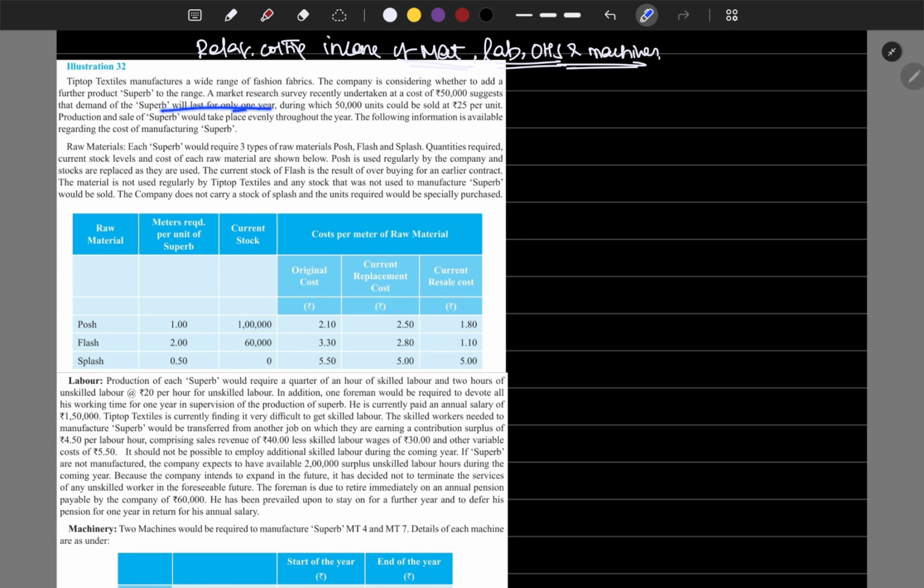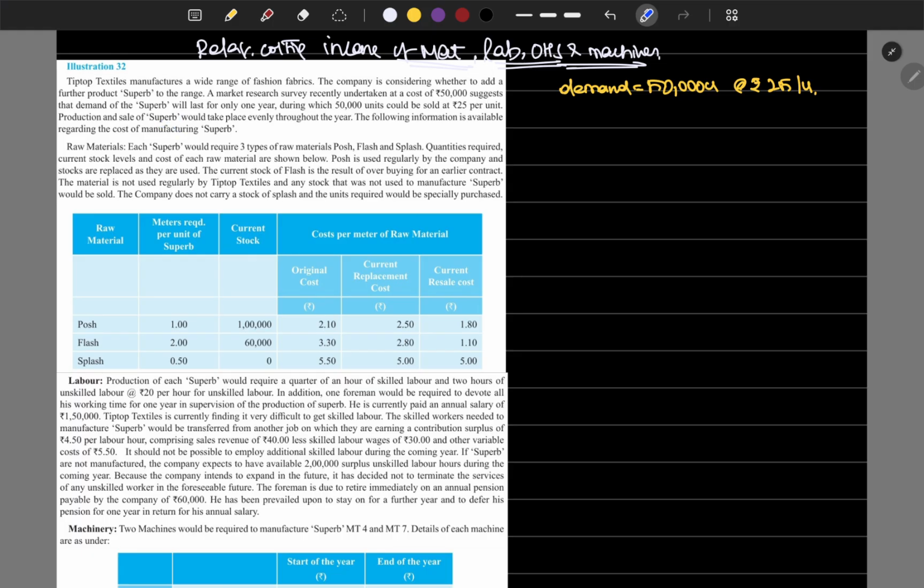That research will last for only 1 year, during which they found out that the Superb product can be sold, 50,000 units in the market. So they have found that the demand is 50,000 units, and it could be sold at rupees 25 per unit. And another thing, production and sale of Superb would take place evenly throughout the year.